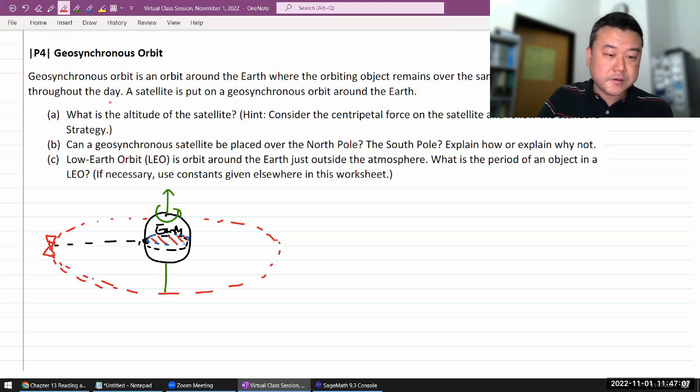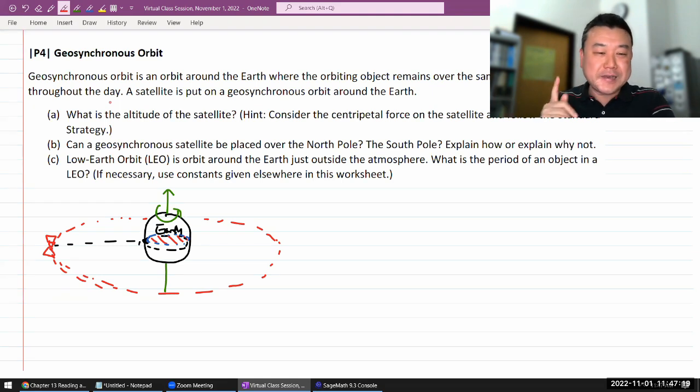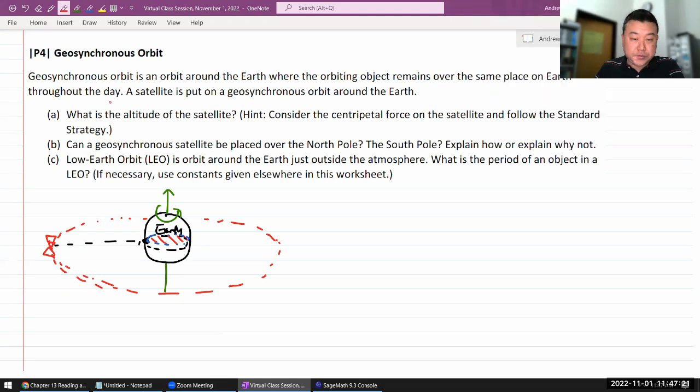And again, there's a somewhat nuanced version of the term that you can look up. I think I've seen it once before and then forgot which is which. We'll just use the term geosynchronous. It's asking what is the altitude of the satellite.